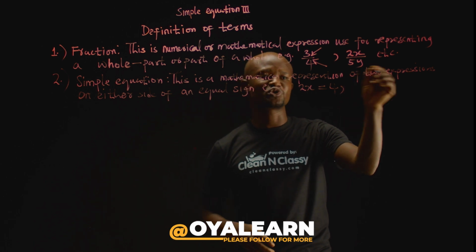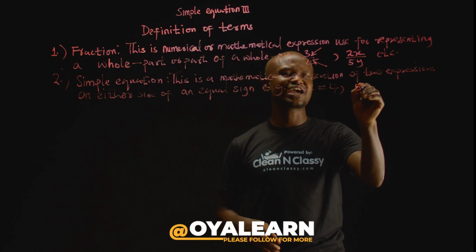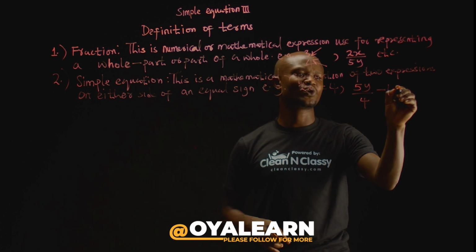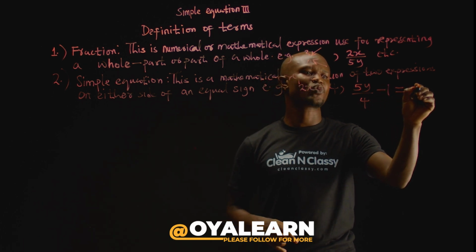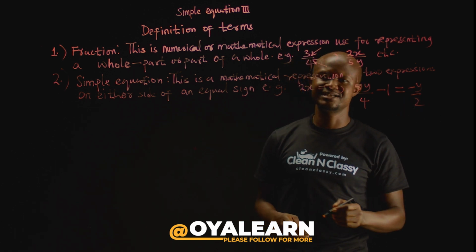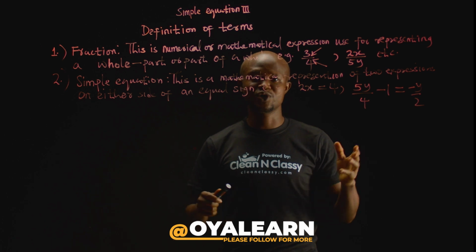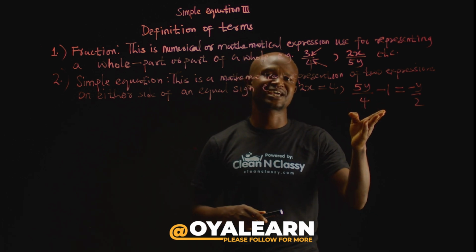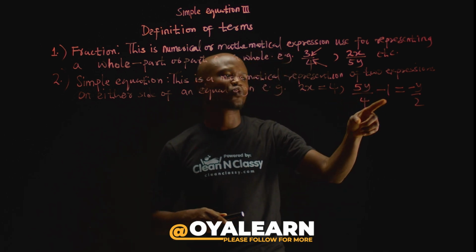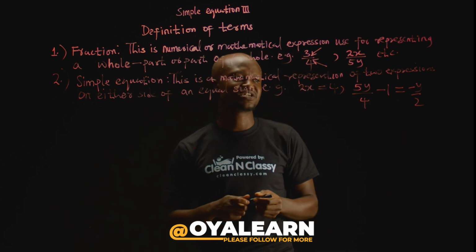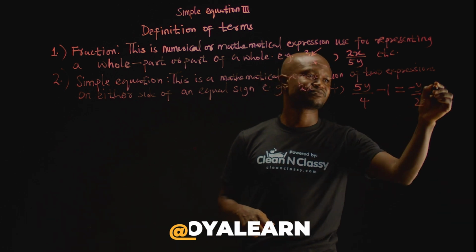In this case, you can also have 5y divided by 4 minus 1 equals minus y divided by 2. This is also an example of a simple equation. But this is a special case. This is a simple equation involving fraction. It's also an example of a simple equation.